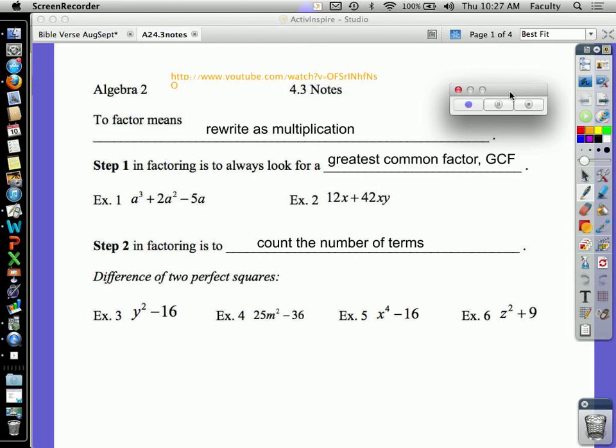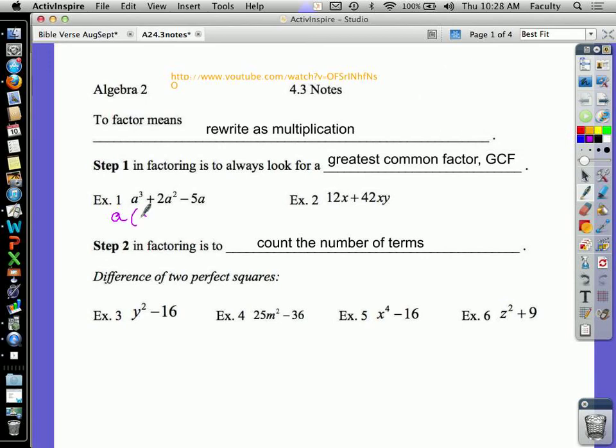So step 1 in factoring is look for the greatest common factor, or the GCF. So in example 1, a cubed plus 2a squared minus 5a. Henry, what would be the GCF? What could I pull out of all three of those terms? A. So we're going to pull out the a, and I would get a squared plus 2a minus 5. Okay, it's not going to do anything more than that, but that's what I would pull out.